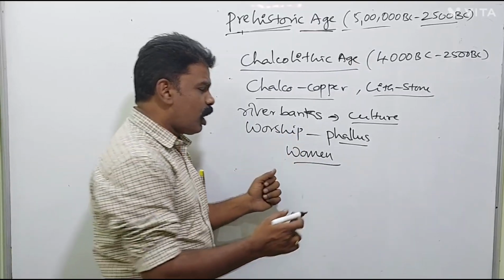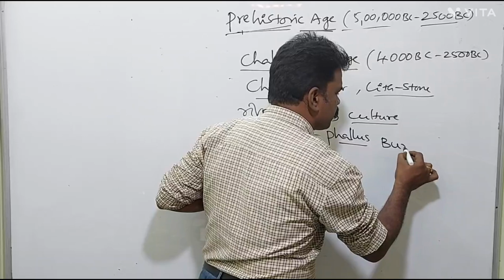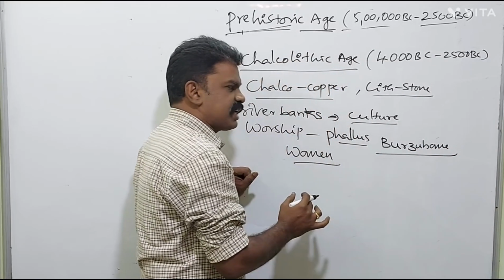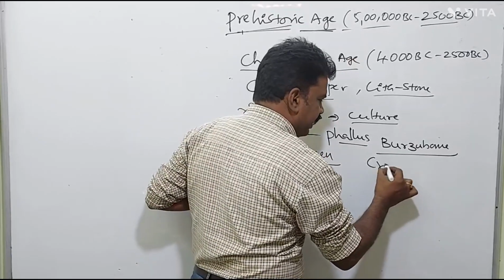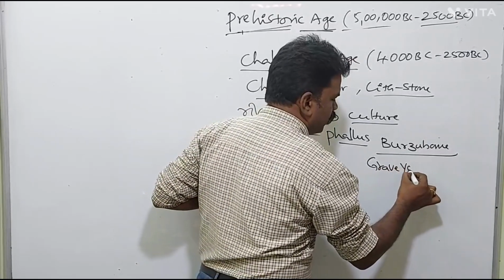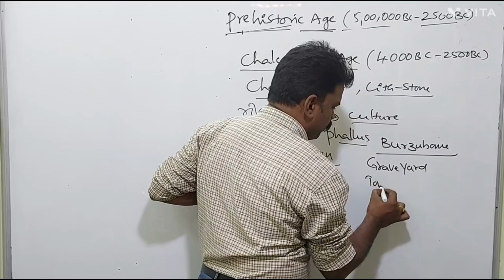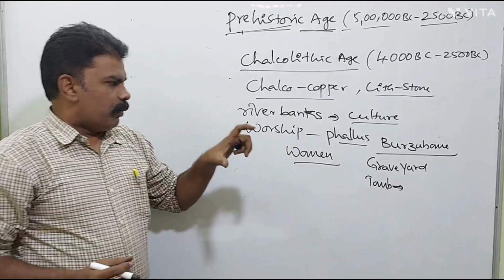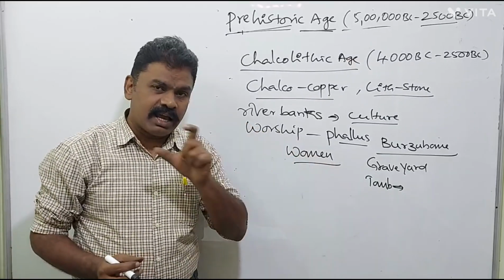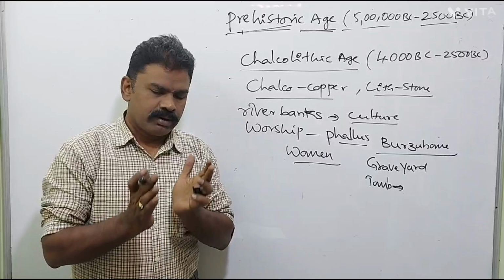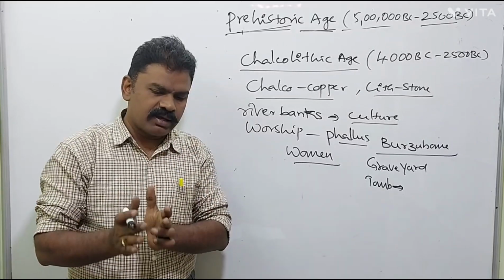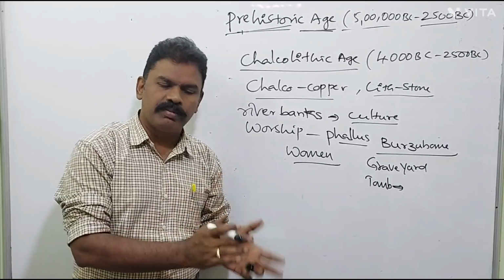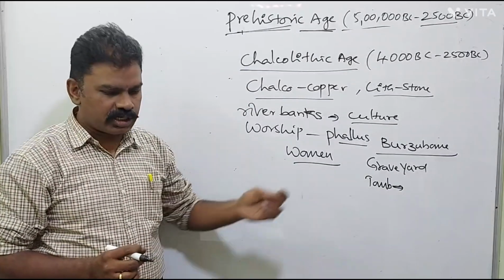Burzahom, an important place, belongs to this period. At Burzahom a Chalcolithic site was found. In that site a graveyard was found, and in that graveyard a tomb was constructed. Within the tomb, the master was buried along with his dog. Burying dogs with humankind started from this area.